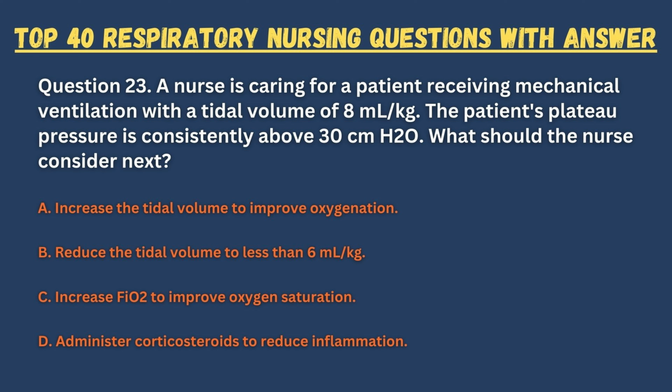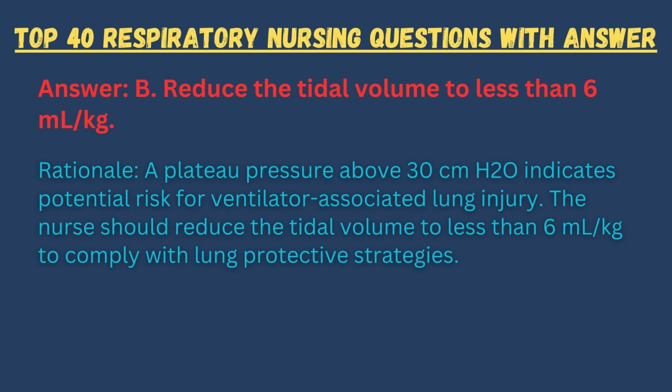Question 23. A nurse is caring for a patient receiving mechanical ventilation with a tidal volume of 8 milliliters per kg. The patient's plateau pressure is consistently above 30 centimeters H2O. What should the nurse consider next? A. Increase the tidal volume to improve oxygenation. B. Reduce the tidal volume to less than 6 milliliters per kg. C. Increase VO2 to improve oxygen saturation. D. Administer corticosteroids to reduce inflammation. Answer: B. Reduce the tidal volume to less than 6 milliliters per kg.